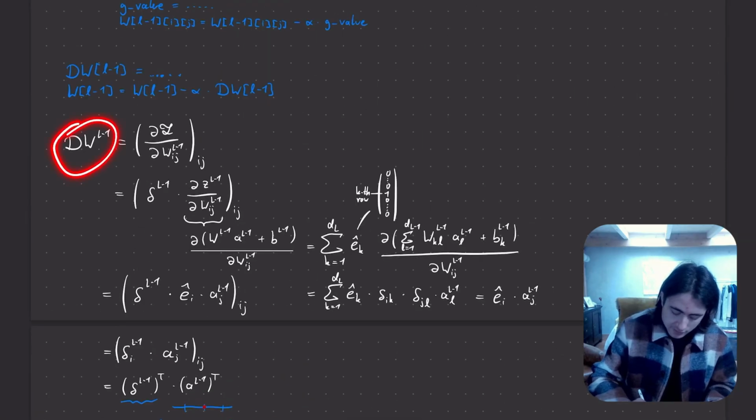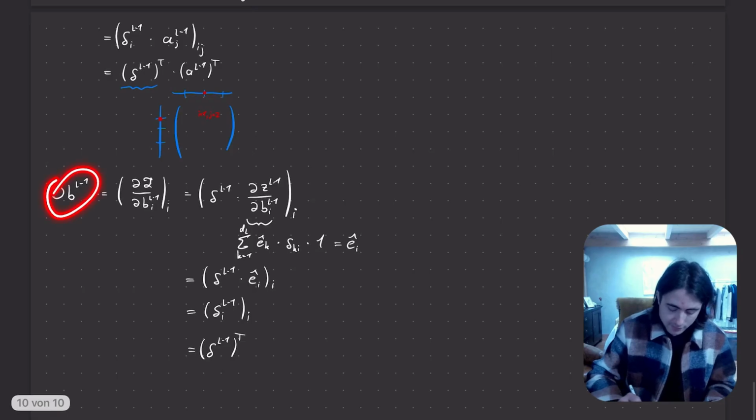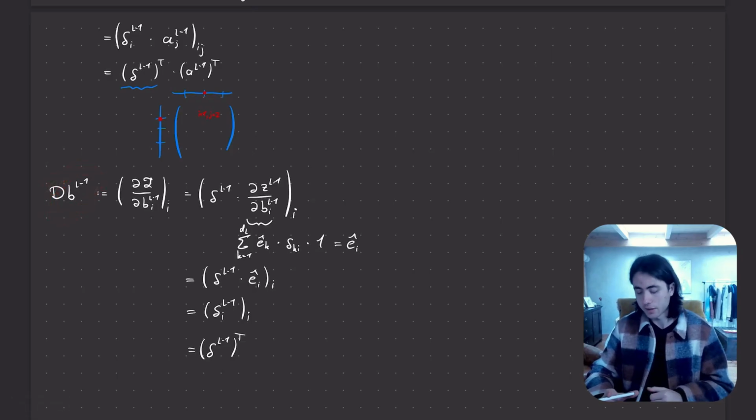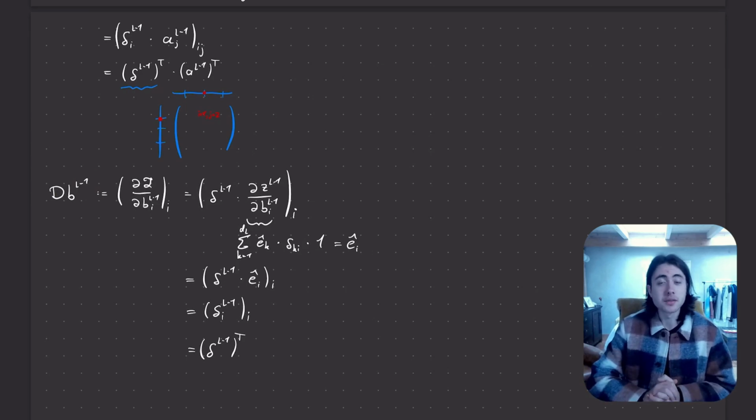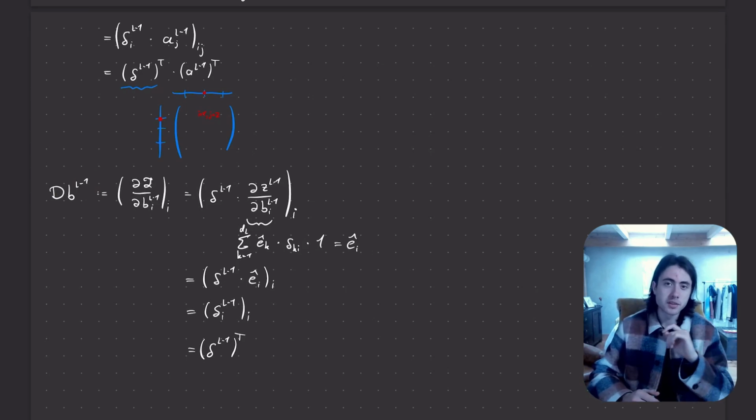We have calculated dW L minus 1 and dB L minus 1, which gather all of the gradients into one matrix or one column vector. So in the next video, I will do the same calculation for all of the other parameters and also gather them in columns and matrices.